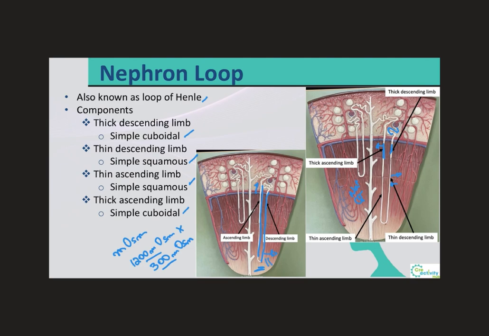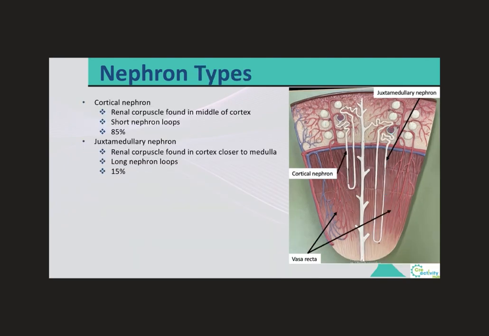And where is this water coming from? It's coming from the thin ascending and descending limbs. We mainly have 2 different types of nephrons: the cortical nephron and the juxtamedullary nephron. Like the name says, the cortical nephron will mainly be situated in the cortex of the kidney. Notice how the renal corpuscle is located right at the middle of the cortex.